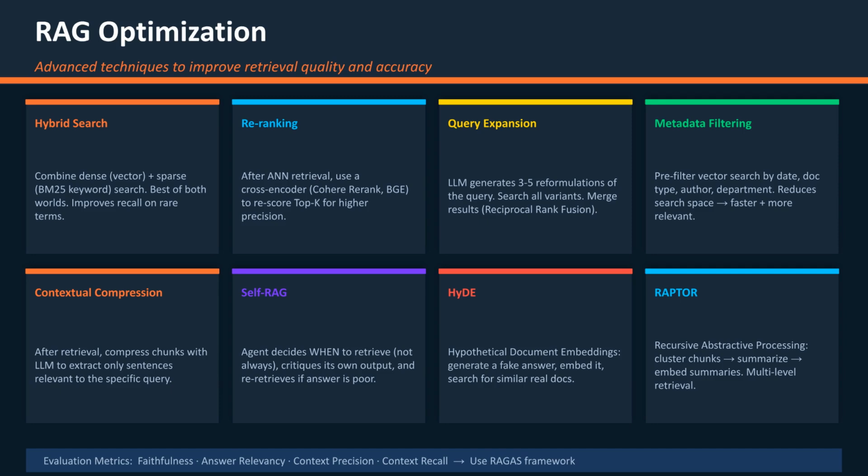To optimize RAG, use advanced techniques such as hybrid search, which combines dense and sparse methods. Re-ranking improves precision by using a cross-encoder. Query expansion reformulates the query to increase recall. Other methods include contextual compression, self-RAG, HyDE, and the recursive abstractive processing technique, RAPTOR.